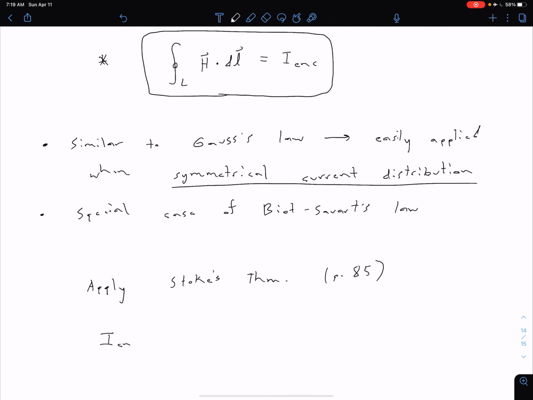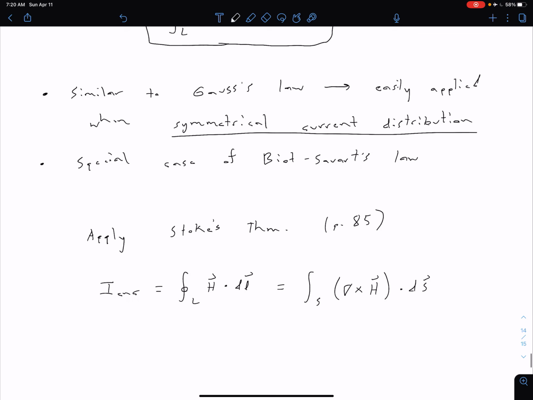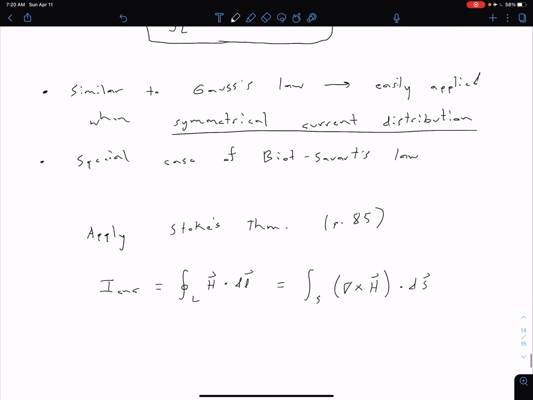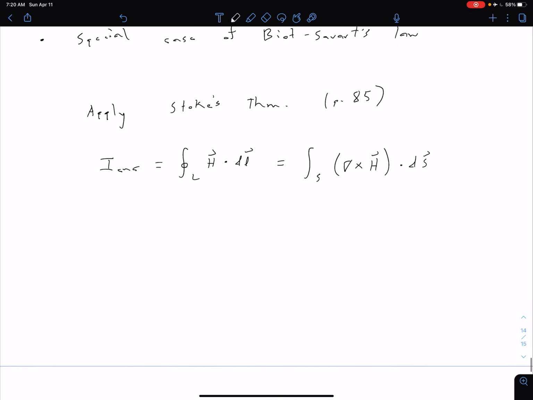We can say that our I enclosed, which of course we have above, is the integral around this closed path L of H dot dl. And using Stokes' theorem, we can say that that line integral is equal to a surface integral of the curl of H, so del cross H, dot dS. Note that the direction of this dS vector can be determined from the right-hand rule. We put our fingers in the direction of our differential path, and our thumb is going to be in the direction of dS.